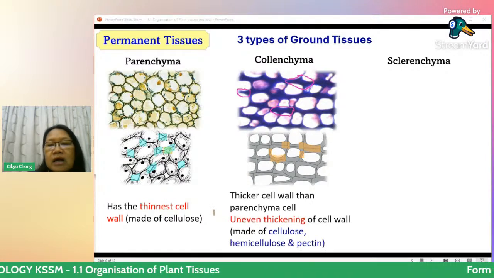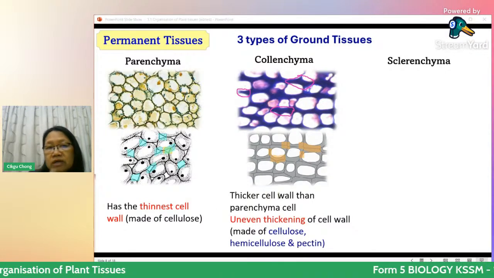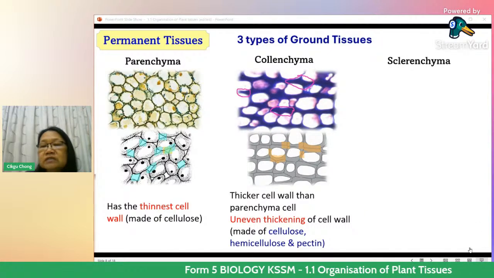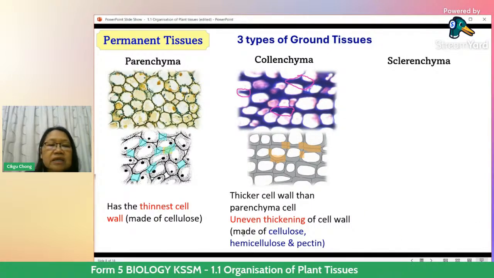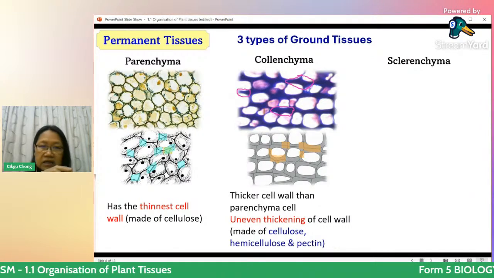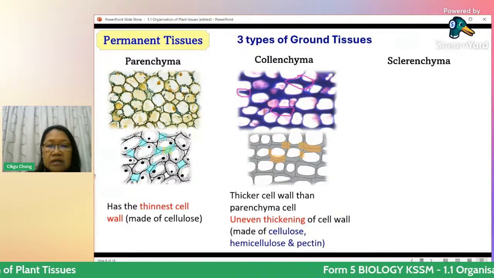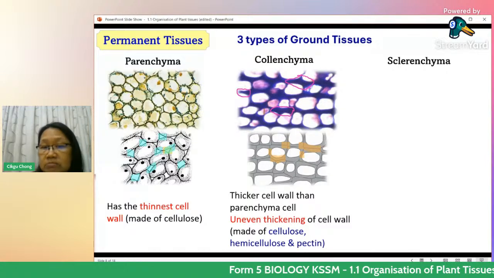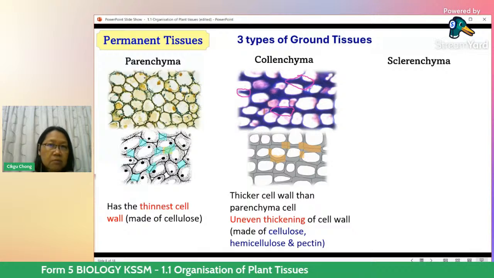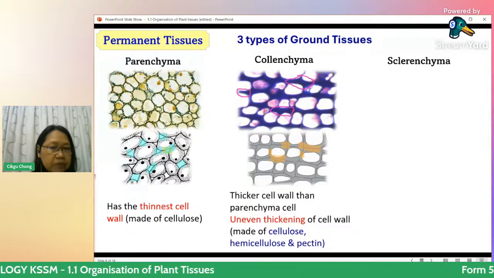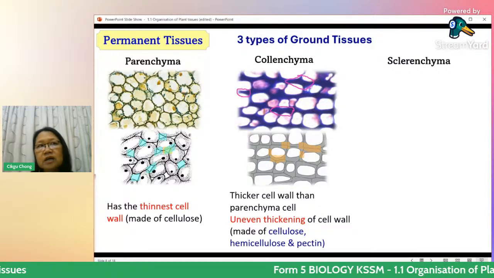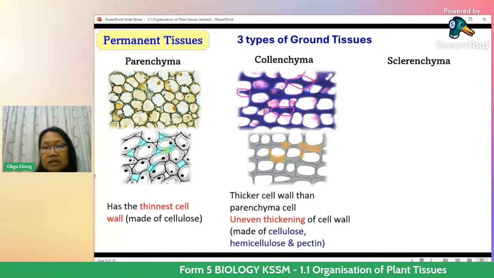So first thing, thicker cell wall. The cell wall here is thicker compared to parenchyma. And another feature that you will see very clearly is uneven thickening. Sometimes here is thicker, another place is thinner, and so on. The cell wall is made up of not just cellulose, but hemicellulose, a modification of cellulose, and pectin, another material. Pectin is found in plant cells and plant tissues.